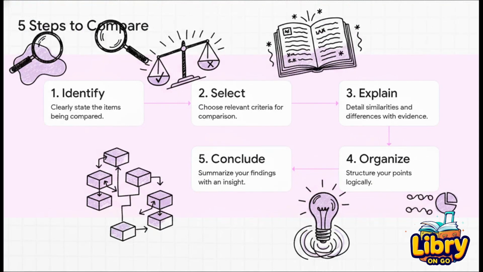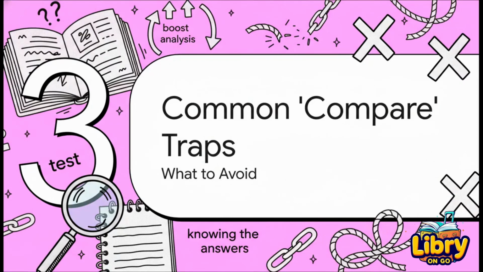You start by clearly identifying what you're comparing. Obvious, right? But then, and this is so important, you select the criteria you'll use. You can't just compare random things. Then you explain your points, you organize it all logically, and you finish with a powerful conclusion. Easy. Now, before we get to the really pro-level stuff, let's talk about what not to do.